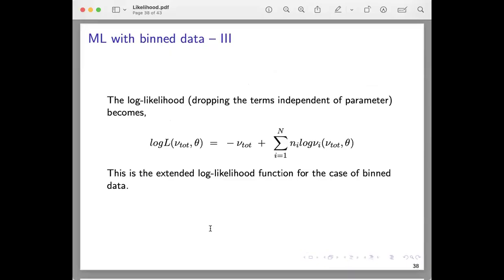Now you can calculate the log likelihood, and that becomes minus nu total plus the sum of the n i times log of nu i, which is a function of theta and the total nu. So this is basically the same as the extended log likelihood function, but with binned data instead of the unbinned data.